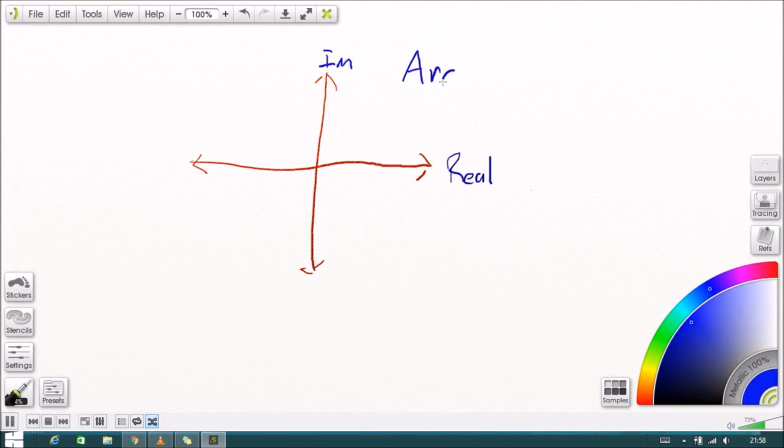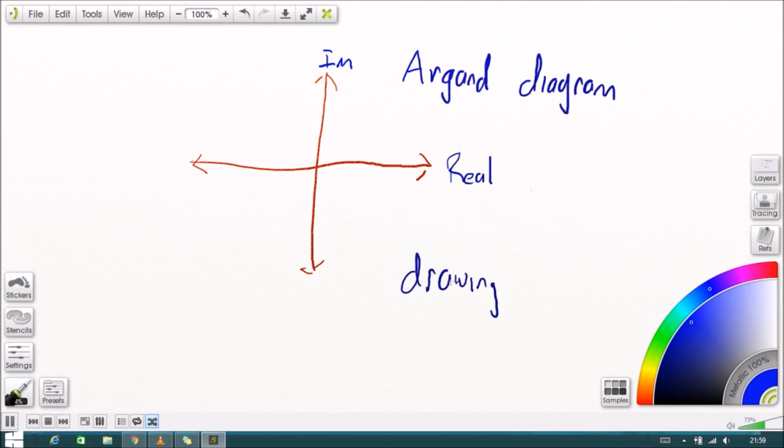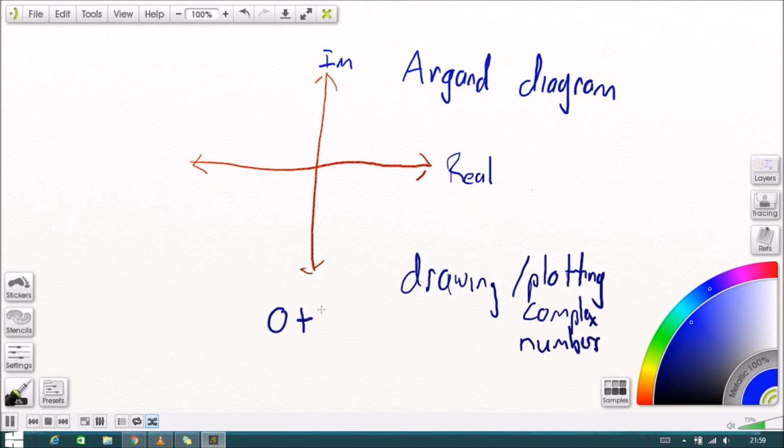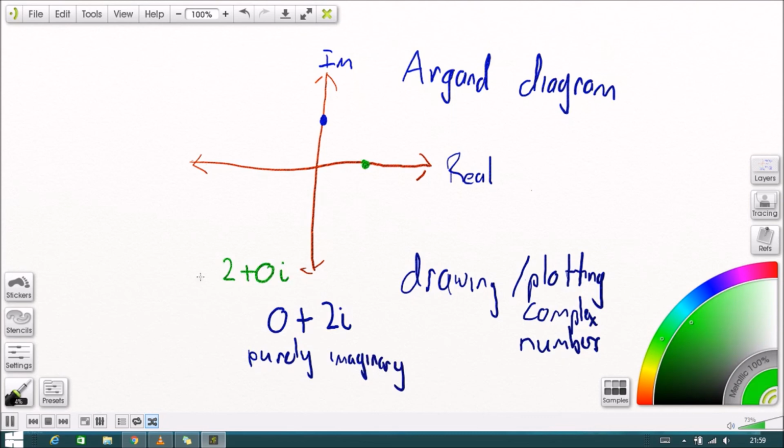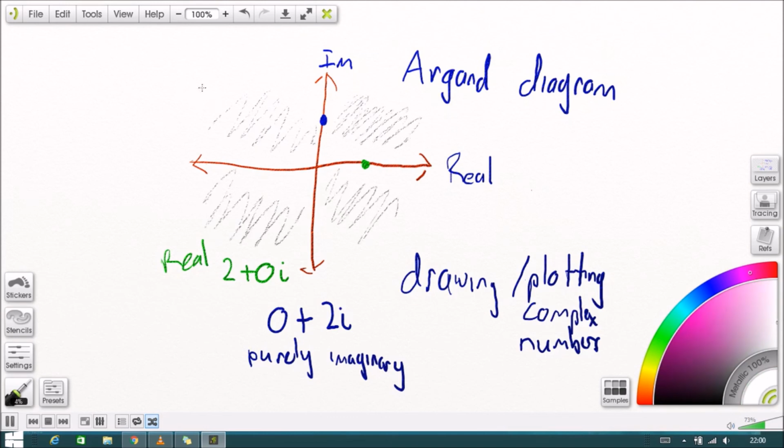So here's my diagram again, showing my two-dimensional space with an imaginary part and a real part. We use this and we call it an Argand diagram, which is what we use to draw or plot our complex numbers. For instance, the number 0 plus 2i, which is just 2i, it's a purely imaginary number and it sits on the imaginary axis. And the number 2 plus 0i, well, that's just the number 2. It is purely a real number and it sits on the real axis. Anything else sits in this space here between the axes, and that's our complex numbers, our complex number plane.